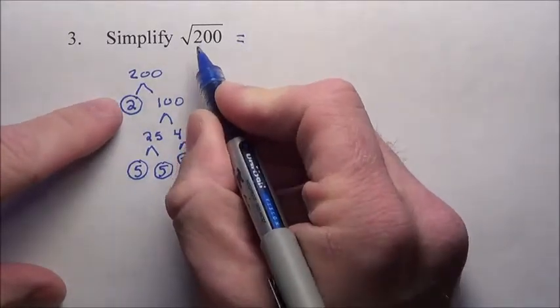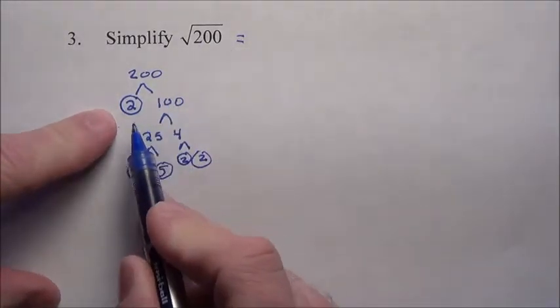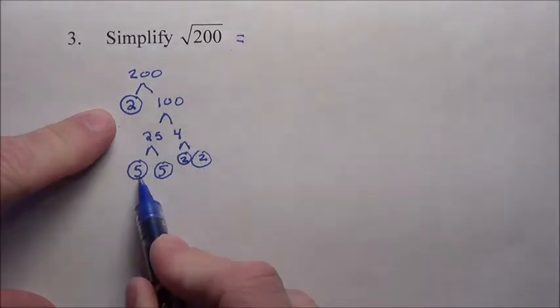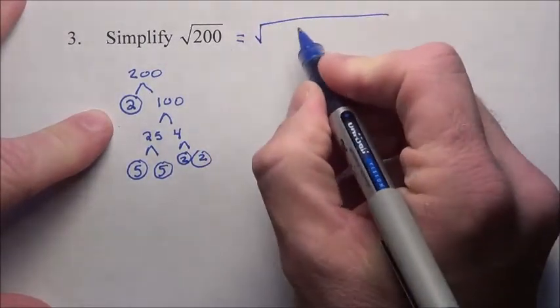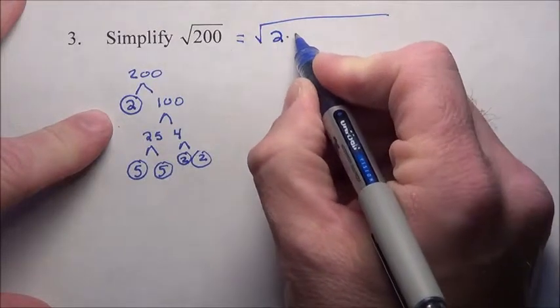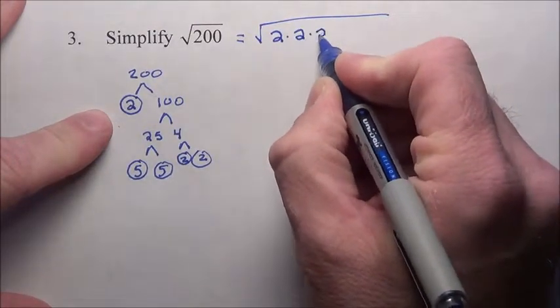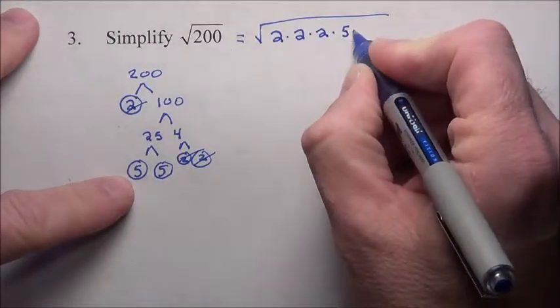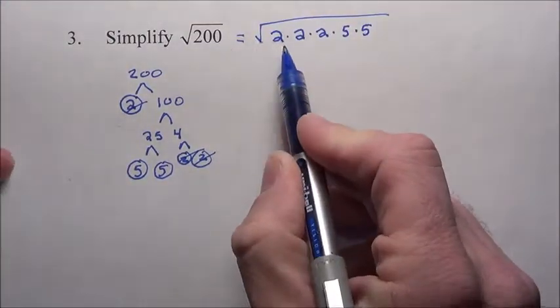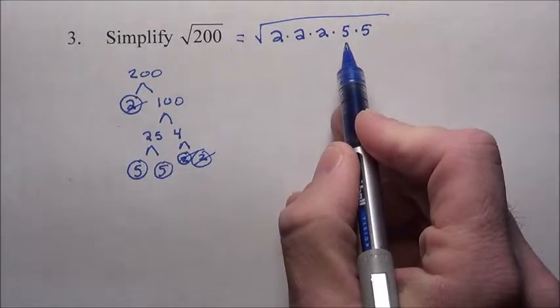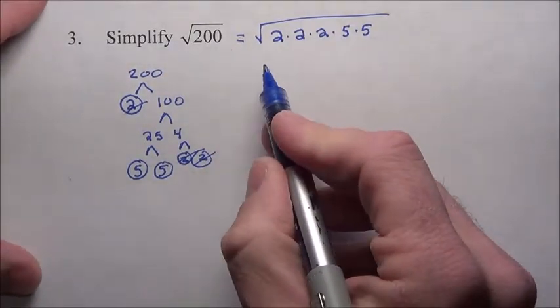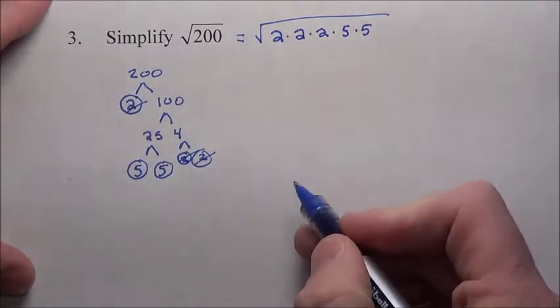This tells us that the square root of 200 can be broken down into the prime factorization of a 2 times a 2 times a 2 times a 5 times a 5. We had 1, 2, 3, and then 2 5s. And that's correct, because 2 times 2 is 4, times 2 is 8, times 5 is 40, times 5 is 200.